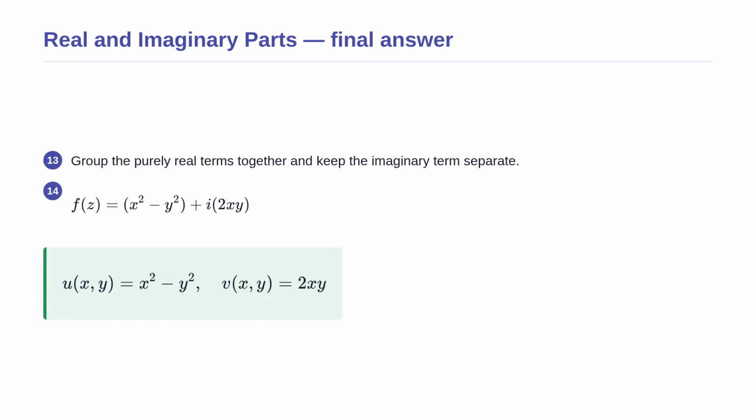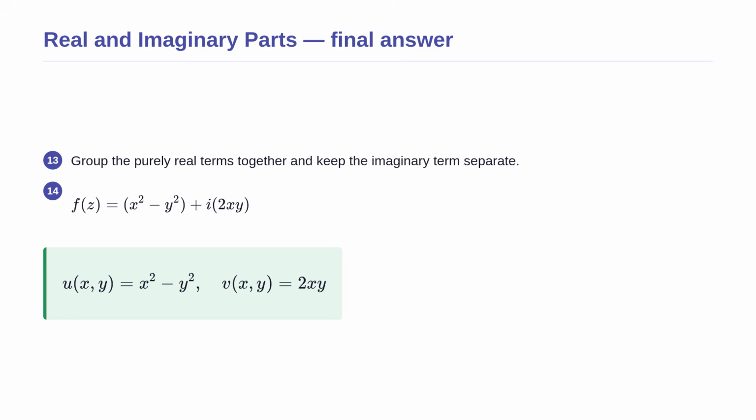To finish this example, we group the terms that do not contain the imaginary unit together. We place these purely real terms inside their own set of parentheses, keeping the single term that still contains the imaginary unit separate. This perfectly matches the standard format of a complex number. We have now found our final answer.